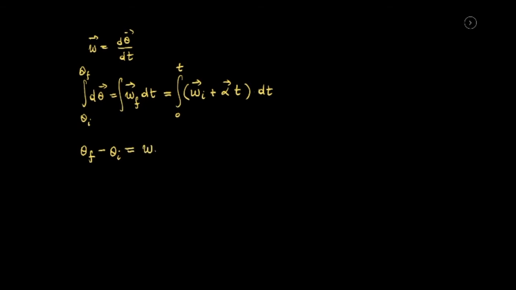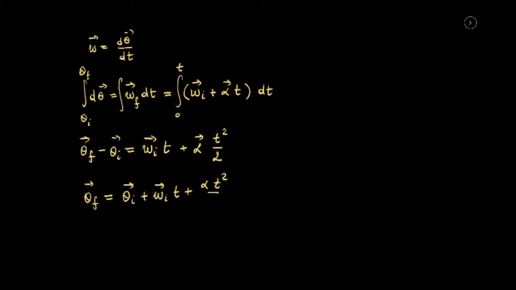So we have omega initial t, and this theta is also a vector quantity, plus alpha, which is also a constant quantity, so it also goes out of the integration, and then we have t dt, which gives us t squared divided by 2 from 0 to t. We can write our final equation as theta final equals theta initial plus omega initial t plus alpha t squared divided by 2.